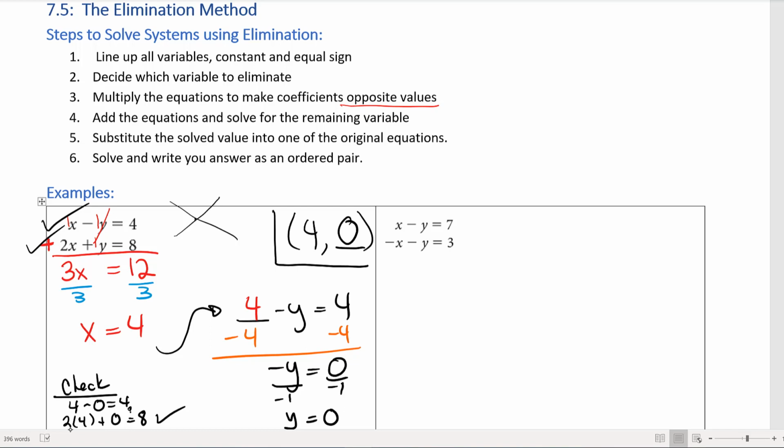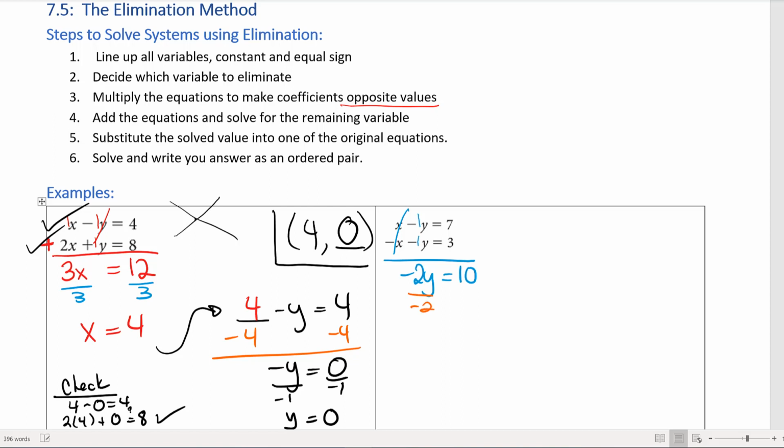Our next example, we have the x and the negative x all lined up, the y's are lined up, the equals are lined up, the numbers are lined up, and conveniently we have a positive x and its opposite negative x right on top of each other. So I'm going to this time eliminate the x's. And they're already opposite, so I don't need to do step 3 either. So when I add these together, x minus x adds to 0. -y minus y, when I add these, that gets me -2y. 7 plus 3 is 10.